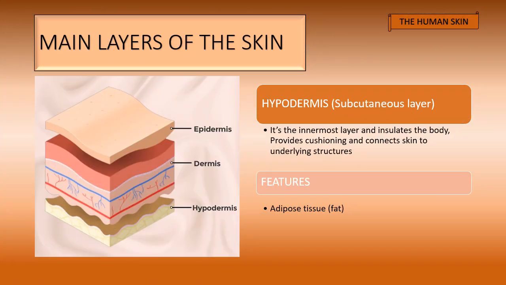The last part of the layers of the human skin is the hypodermis, or the subcutaneous layer. This one, it is the innermost layer of the human skin. So it insulates the body, provides cushioning and connects the skin to the underlying structures. The underlying structures mentioned here are the muscles found beneath the hypodermis.